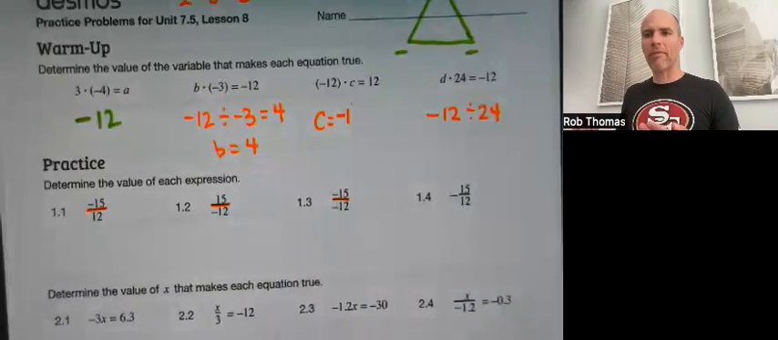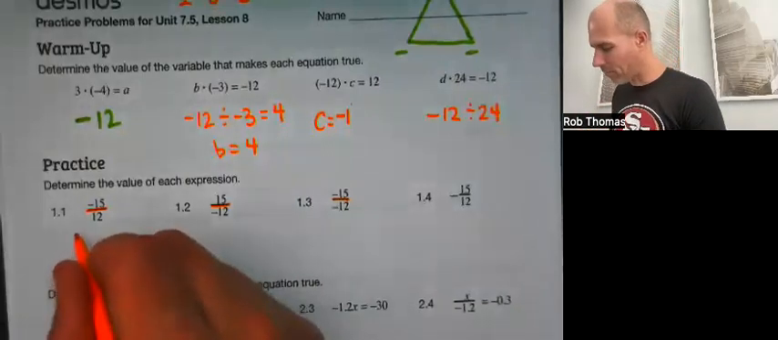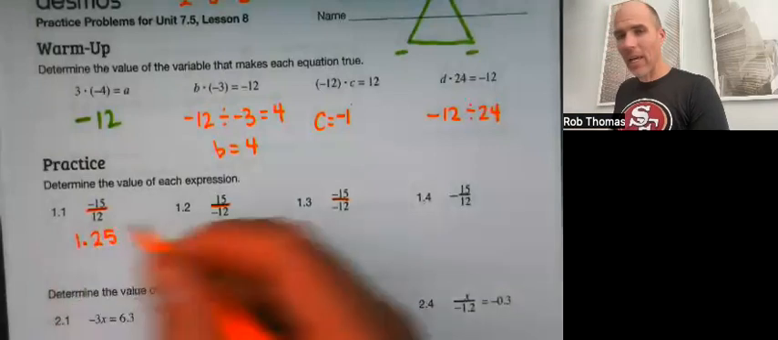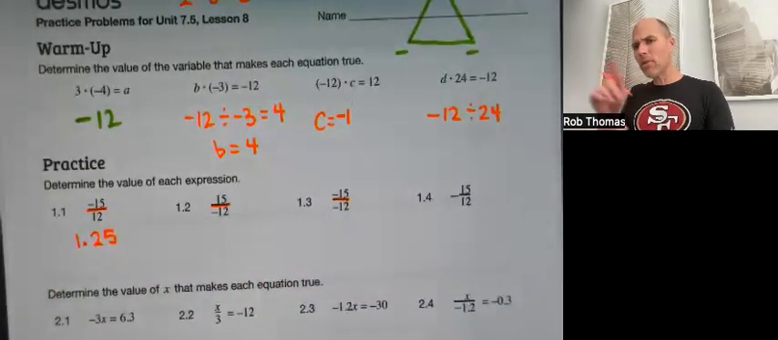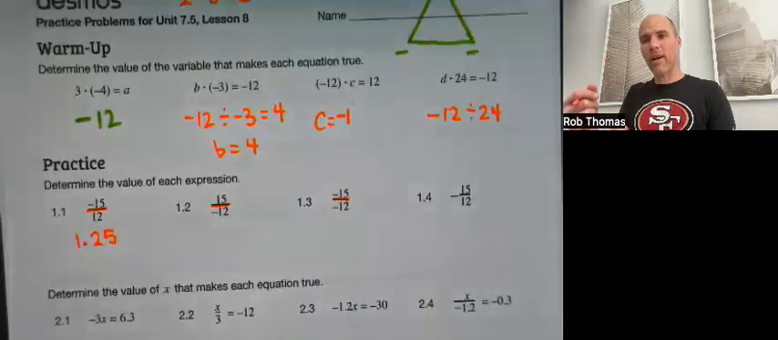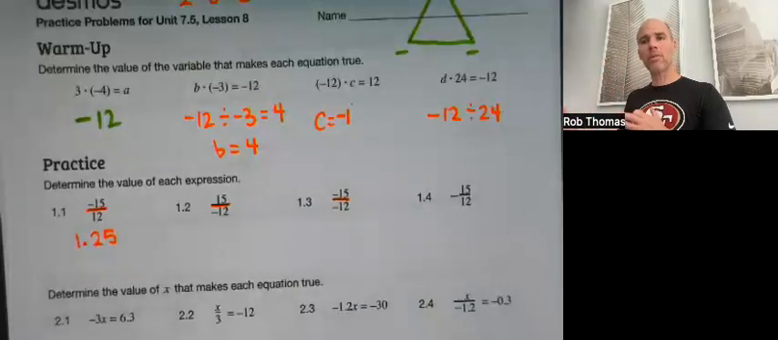If you put 15 divided by 12 into a calculator, you're going to get the value 1.25. If you're like me and you like fractions better, then let's do a little side work, simplify this fraction, and then you can enter your answer as the decimal or the fraction. It's okay either way.